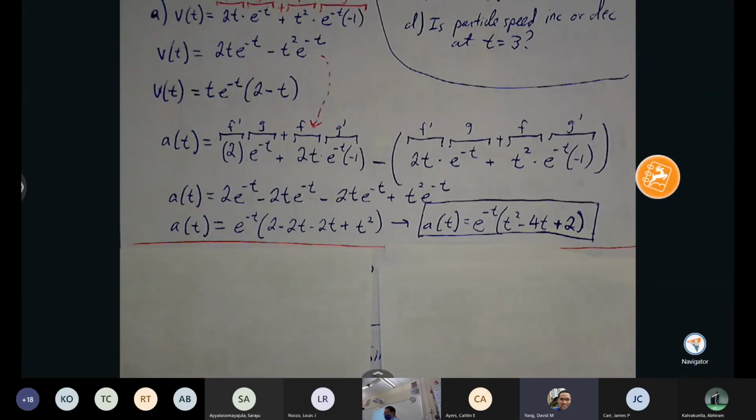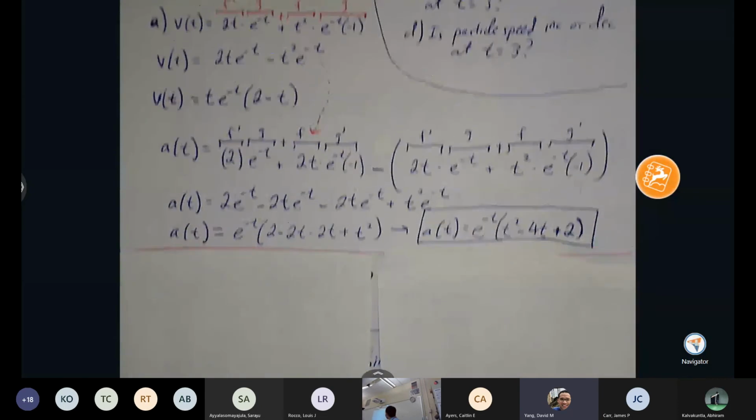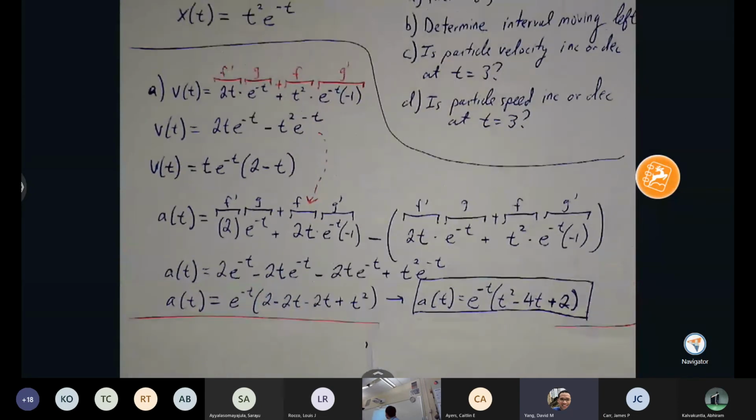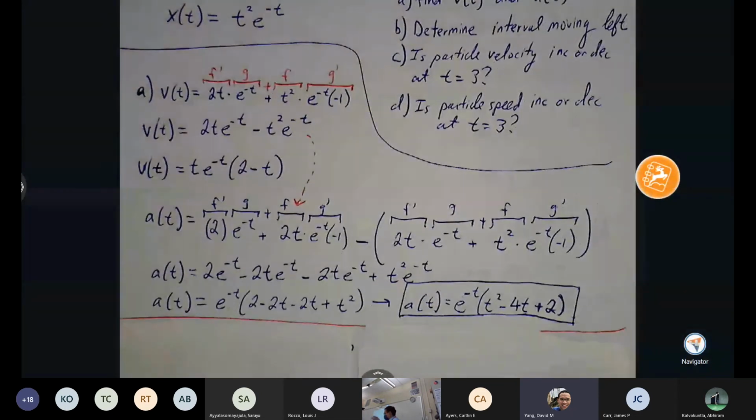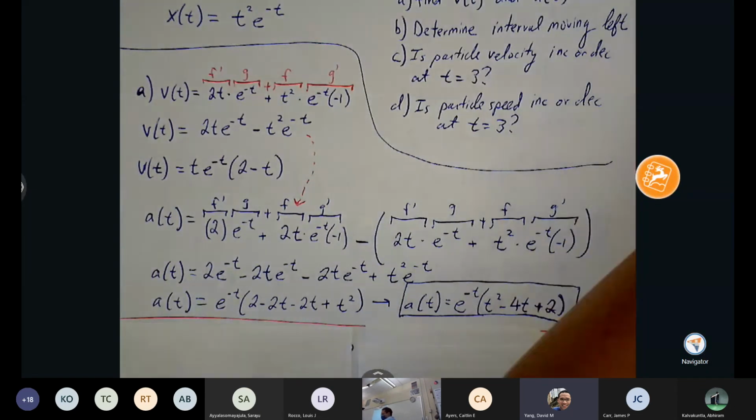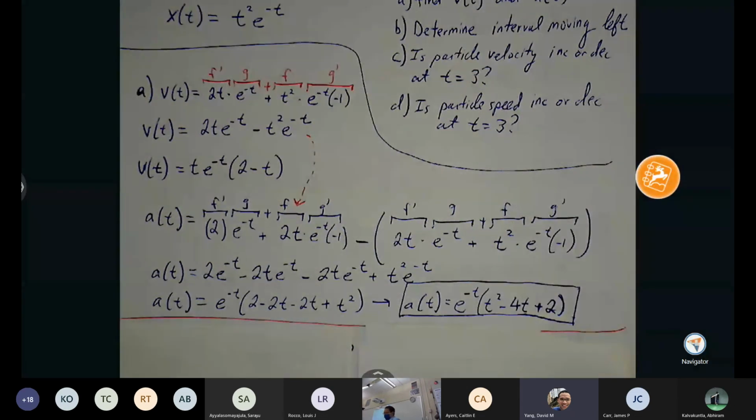Okay, so then we're moving on to part B. So part B says determine the interval moving left. So if I want to find interval moving left, I have to create what? Yeah, let's create a velocity sign line. Okay, so velocity sign line means I have to find critical points. Critical points means set velocity equal to 0.